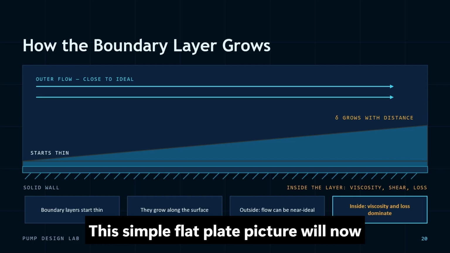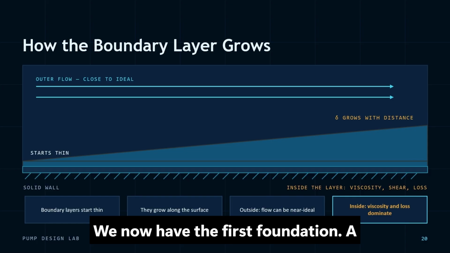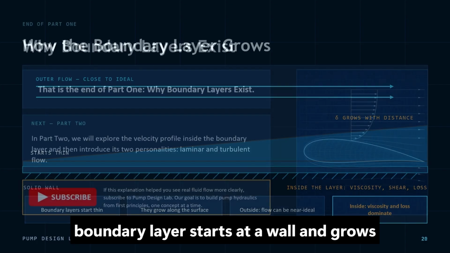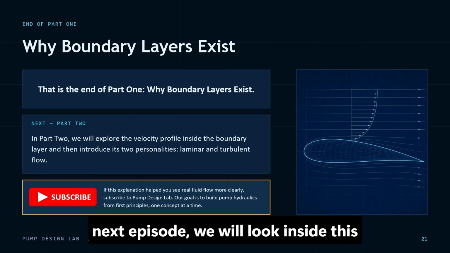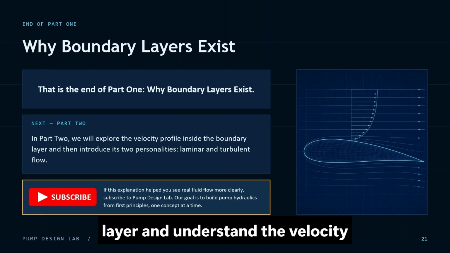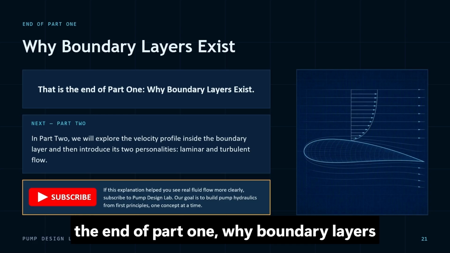This simple flat plate picture will now help us understand the velocity profile. We now have the first foundation. A boundary layer starts at a wall and grows as fluid travels along that wall. In the next episode, we will look inside this layer and understand the velocity profile, the smooth ramp from zero velocity to the main flow speed. That is the end of Part 1, why boundary layers exist.